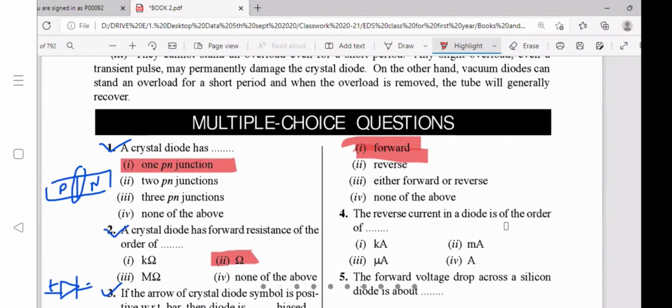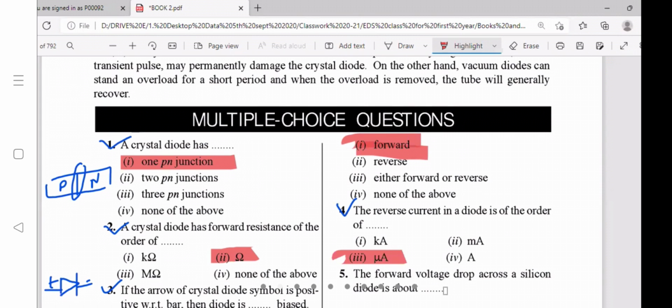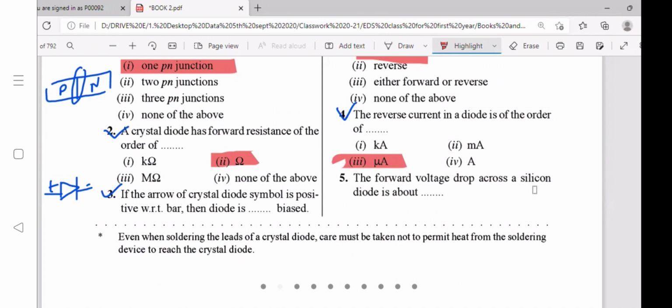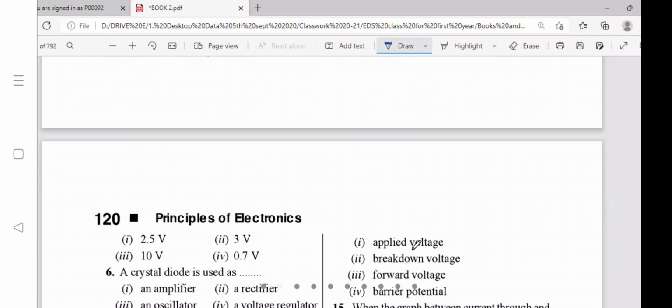The reverse current in a diode is of the order of, reverse current is of the order of microampere. We have done in previous chapter also. So it will be in microamps. The forward voltage drop across a silicon diode is, now the question is silicon diode. So the answer is 0.7. Previously for germanium, 0.3 you have written. Here it will be 0.7.